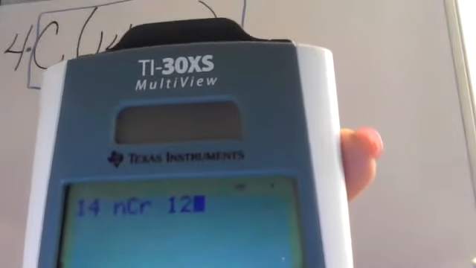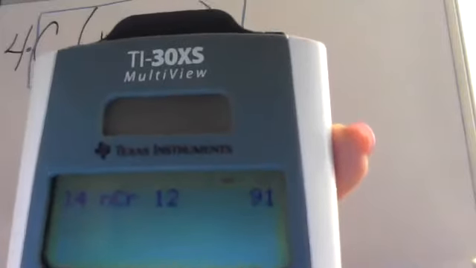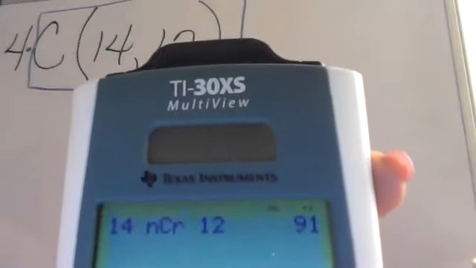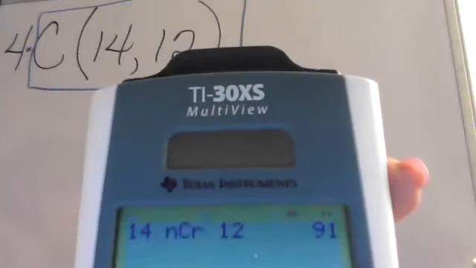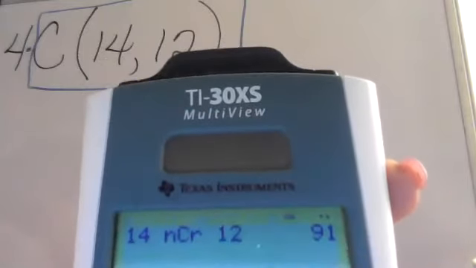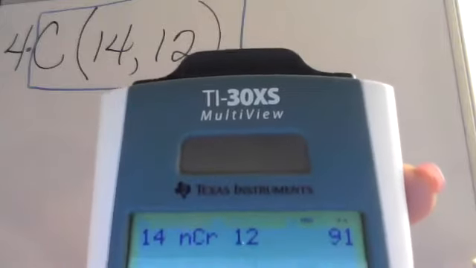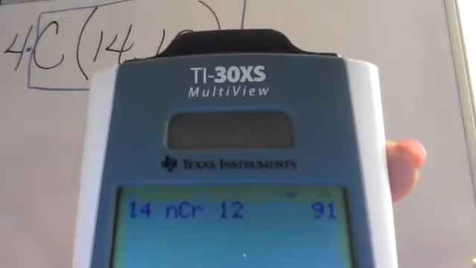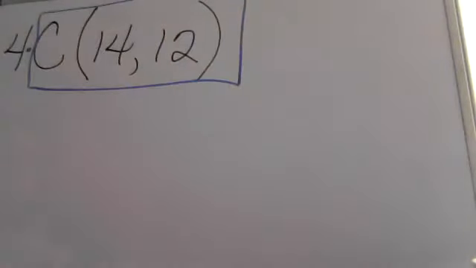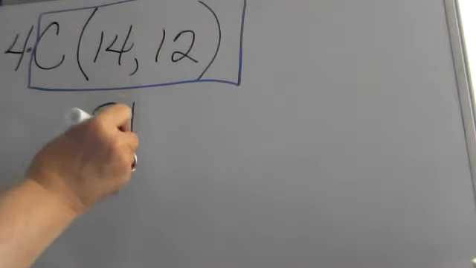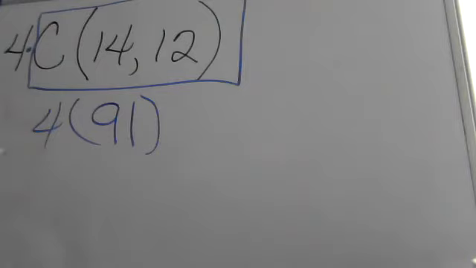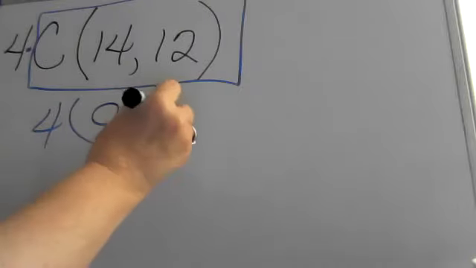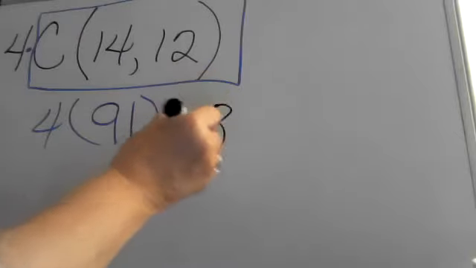Y'all see? And so when I press enter, it will tell me I can make 91 different types of sandwiches. Every one would be different from the other by using 14 condiments, but only putting 12 at a time on a sandwich. So 91. Now that is the answer in here. And now I need to just multiply it by 4, which in your calculator, you just multiply by 4, and we will get 364.